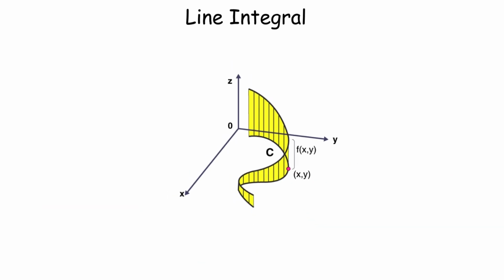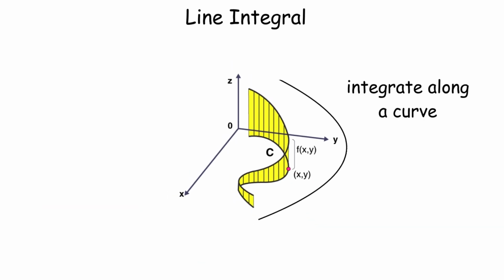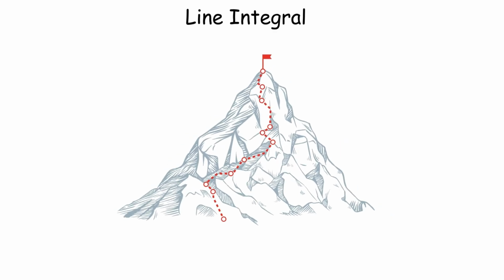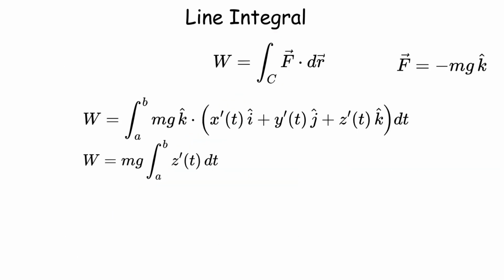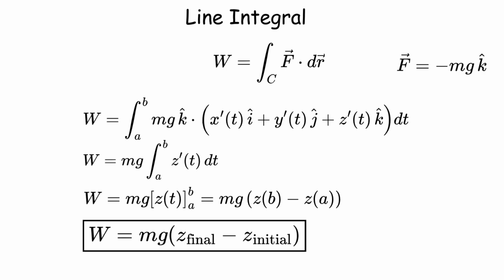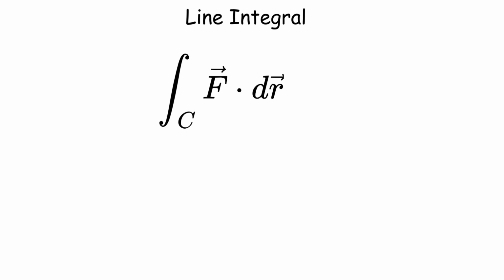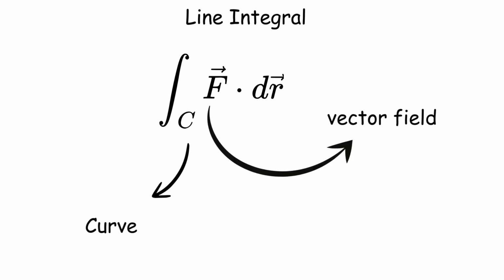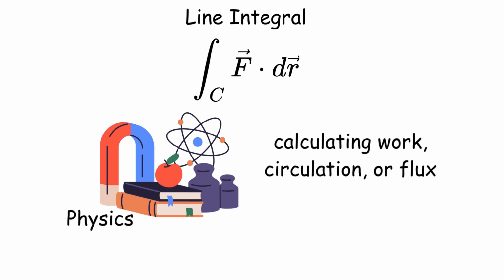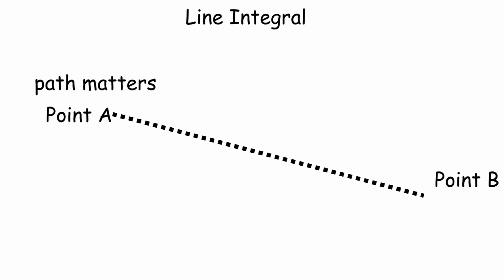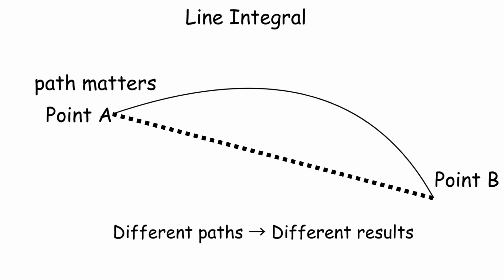Line integrals let you integrate along a curve instead of over an interval. Imagine you're walking along a winding mountain path and you want to calculate the total work done against gravity. That's a line integral. You take your function, multiply it by a tiny piece of the curve, and add up all those pieces along the entire path. So, the integral over c of F dot dr, where c is your curve and F is a vector field. This shows up everywhere in physics when you're calculating work, circulation, or flux. The key insight is that the path matters. Taking different routes between the same 2 points can give completely different answers unless you're dealing with conservative vector fields, but that's another story entirely.